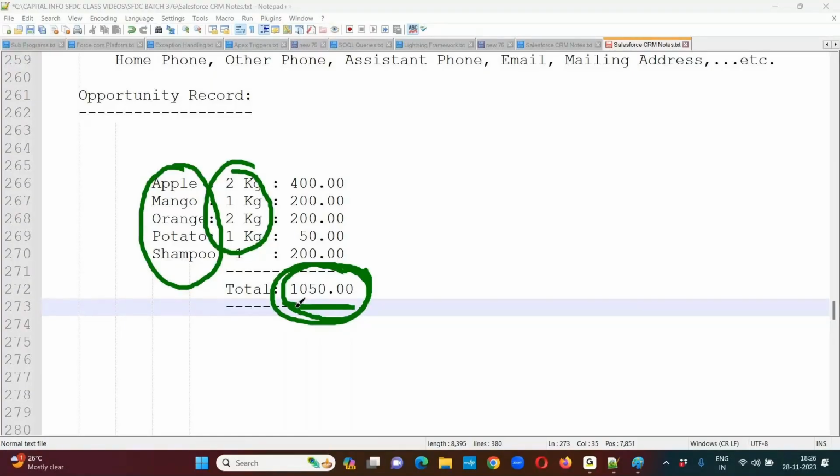Account record contains only customer records. Contact record contains only contact details. This opportunity record contains the actual product details which have been purchased by the customers. So, what products the customer has purchased, what quantity of items he has purchased, how much revenue we have generated from the customer, that will be indicated by the opportunity record.